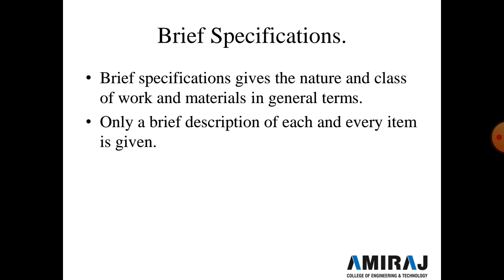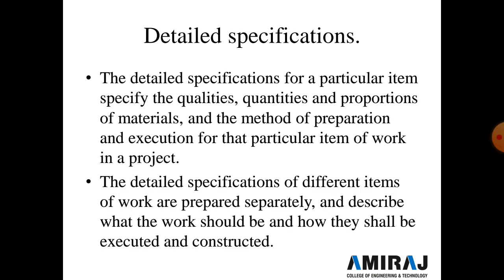So here the second type of specification is a detailed specification. The detailed specification for a particular item specifies the quality, quantity and proportion of material and the method of preparation and execution for the particular item of work in a project. The detailed specifications of different items of work are prepared separately and describe what the work should be and how it shall be executed and constructed.